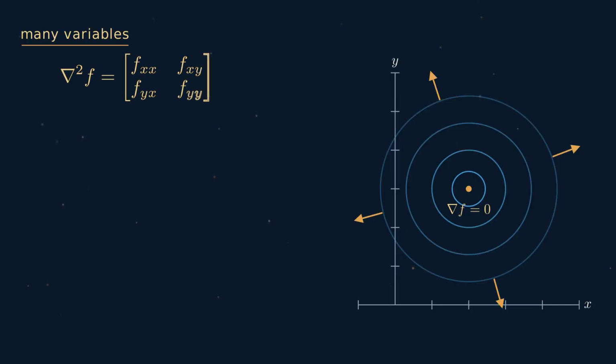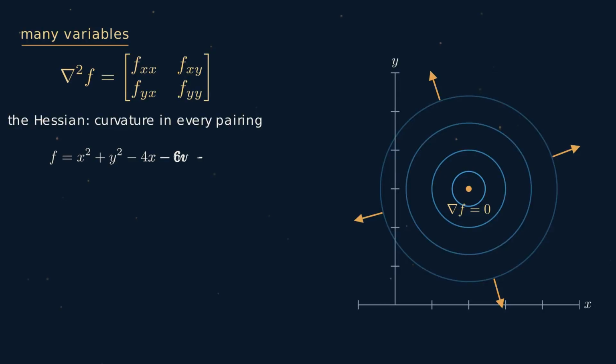Curvature gets an upgrade too. In one variable there was a single second derivative. In n variables there are n squared of them, arranged in a symmetric matrix called the Hessian. Try it on the very function drawing beside us.